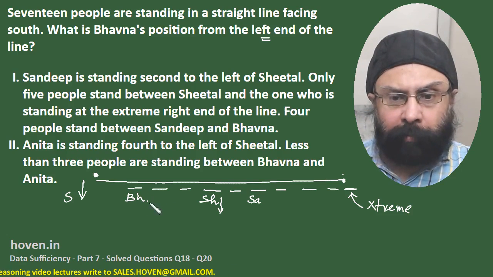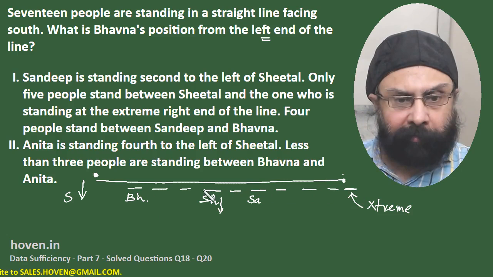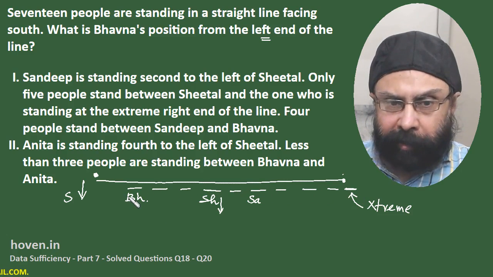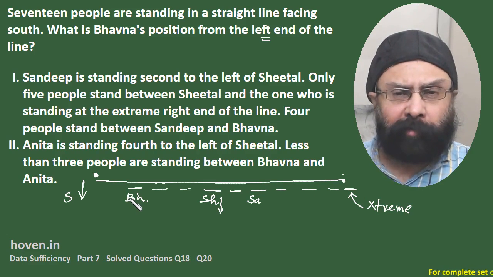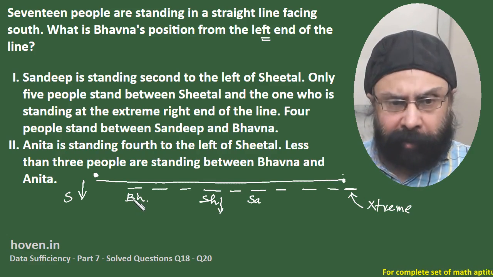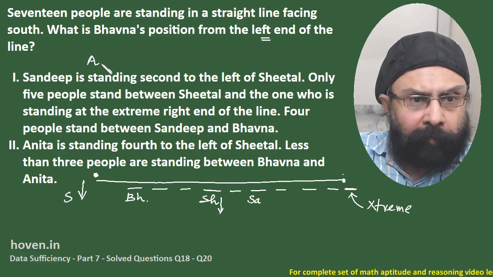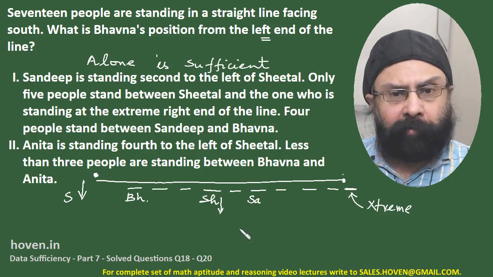So it's now, I think, probably clear that 1, 2, 3, 4, 5, 6, 7, 8, 9, 10. Bhavna is at the 10th position from the right end. And obviously we can say that she is going to be at the position 7 or 6 or whatever from the left end. So we can say that this alone is sufficient. So simple answer, we were able to find it out.